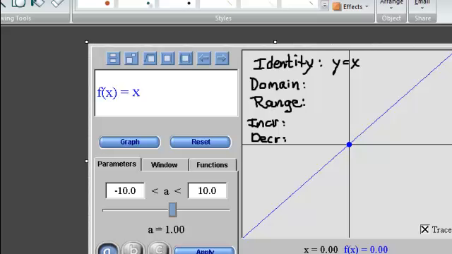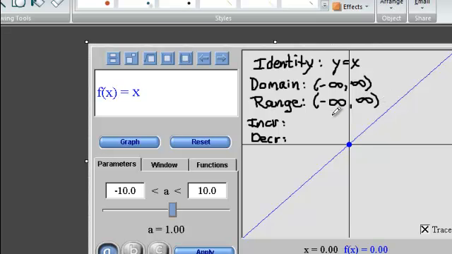Here's our identity function, y equals x. It looks an awful lot like a linear equation. That's because it is. It's a linear equation with the slope being 1 and the y-intercept being 0. So it is a linear, just a specific case. But you're going to talk about the identity function quite a bit in this course, so we need you to know the terminology. Of course, the domain and range are the same as they are for a linear. The domain, negative infinity to positive infinity. The range, negative infinity to positive infinity.